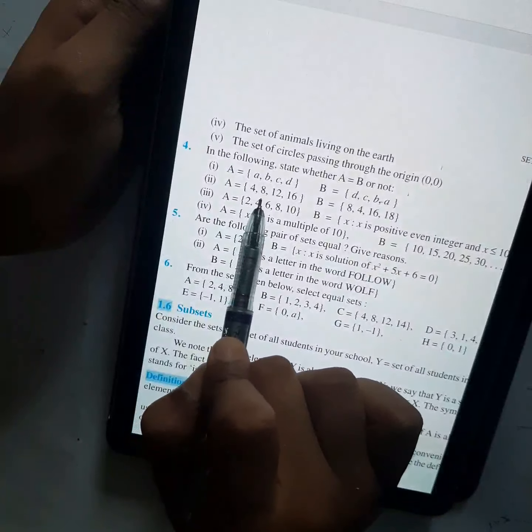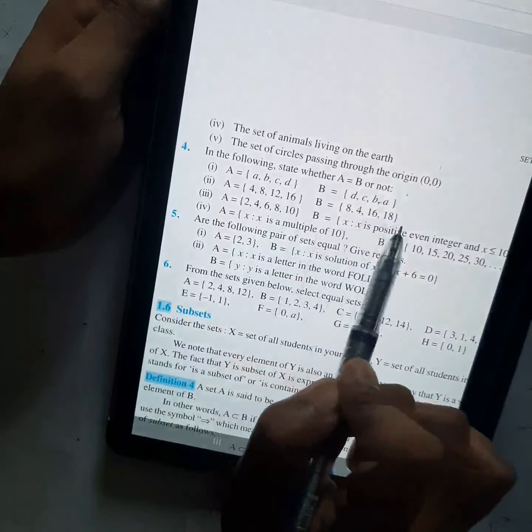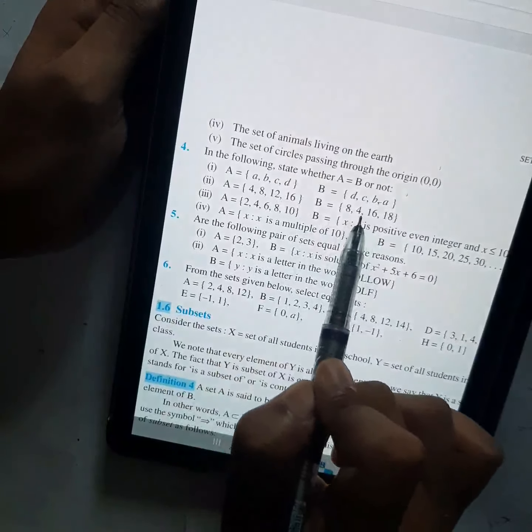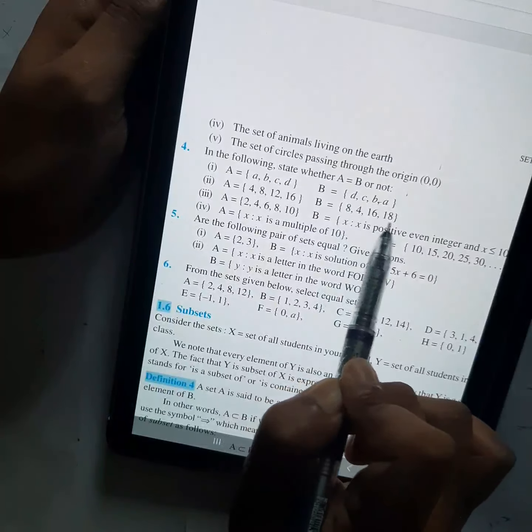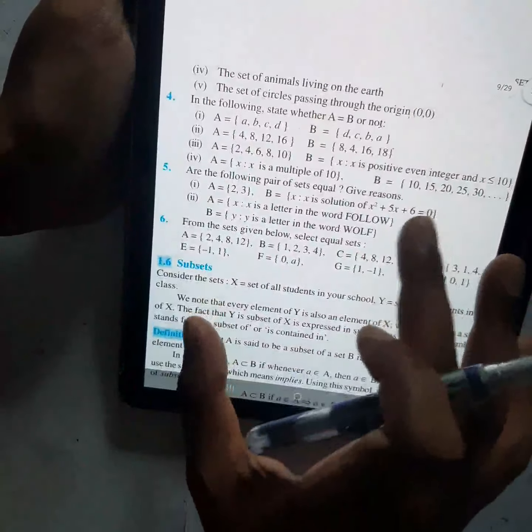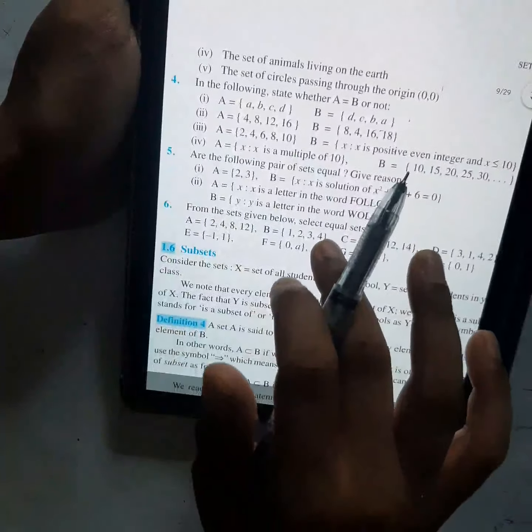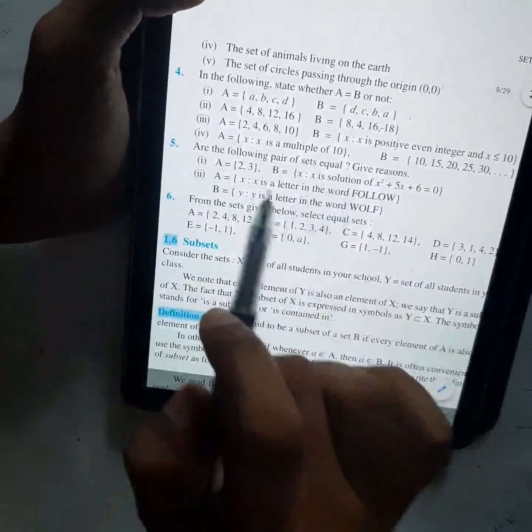Number 2, 4, 8, 12, 16. Here 4 elements, here also 4 elements. Here the elements are 4, 8, 12, 16. Here also 4, 8, but 12 is not there. So obviously it cannot be an equal set. A and B cannot be equal. In this way you try to find out the other questions also.